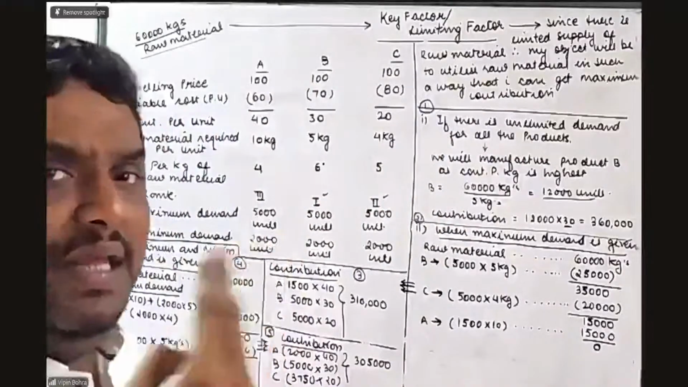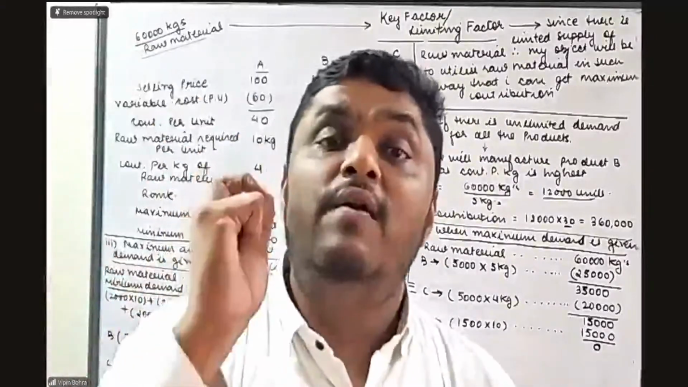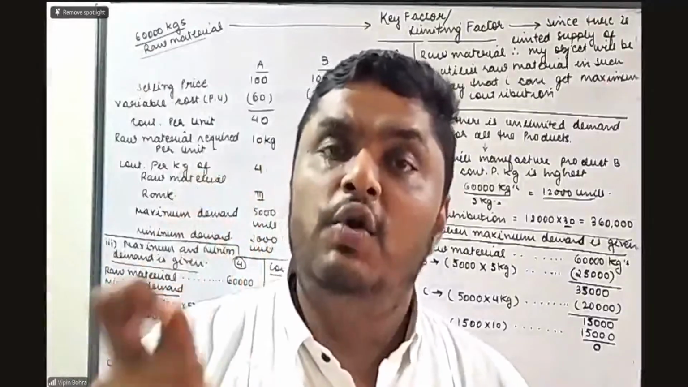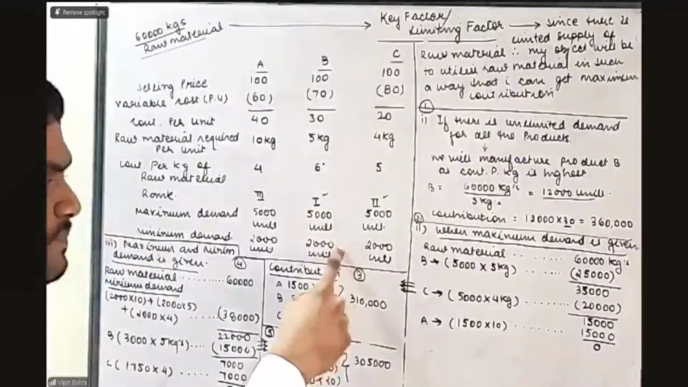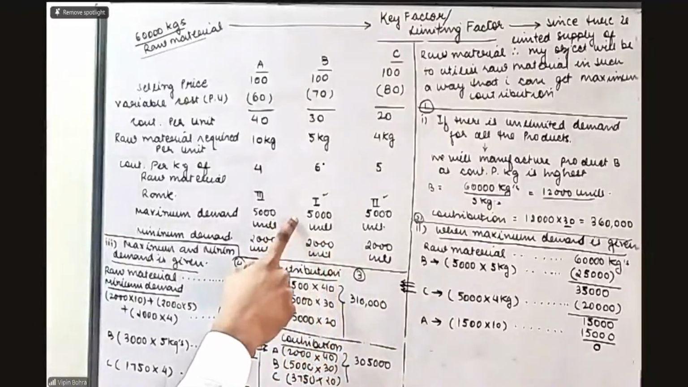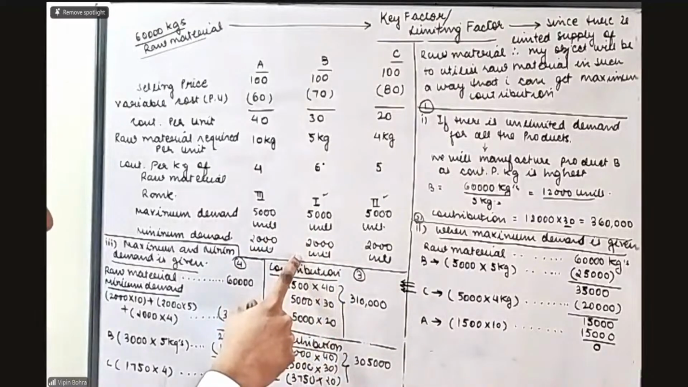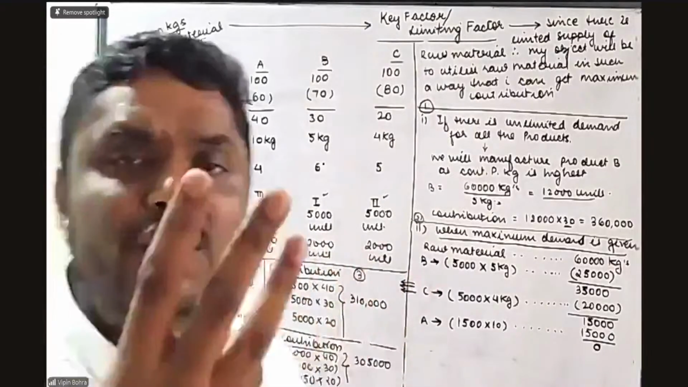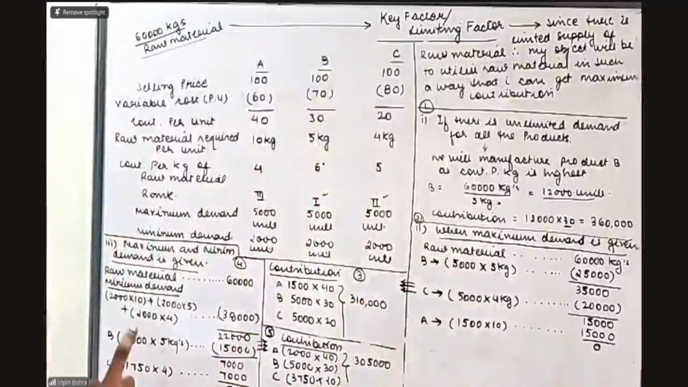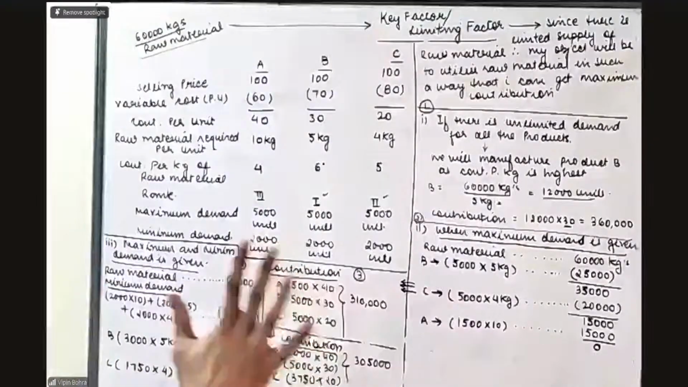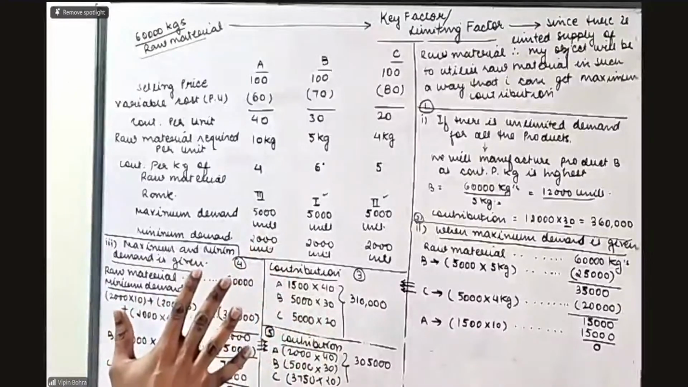So these 22,000 kgs will be first utilized to manufacture the balance units of product B. So out of 5,000, 2,000 units are already manufactured. So at the most, we can manufacture 3,000 units. Per unit, it is 5 kgs. So 15,000 kgs will be required and full 5,000 units will be manufactured.